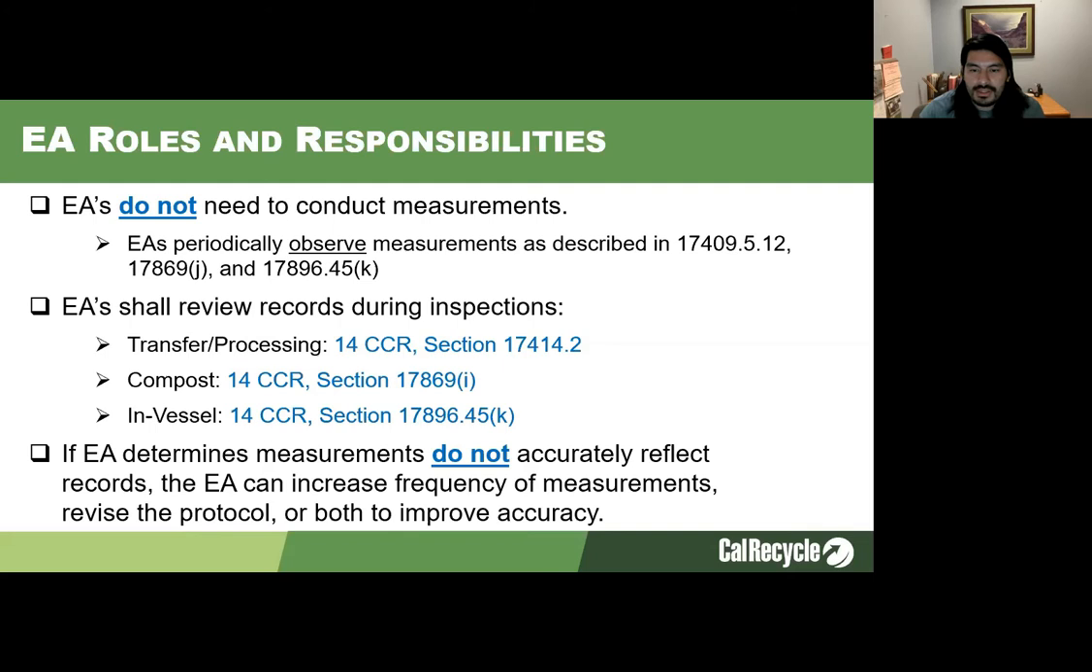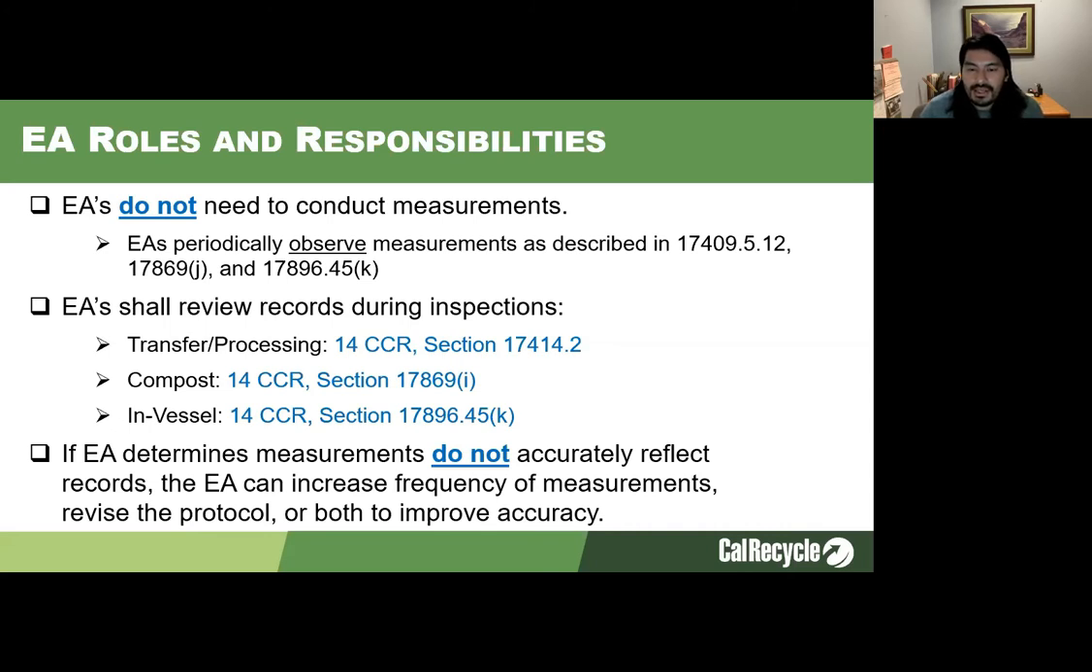And first things first, EAs do not conduct the measurements. That's the responsibility of the operator. So what are EAs responsible for? Well, let's briefly cover section 18083 and then what was amended to that.